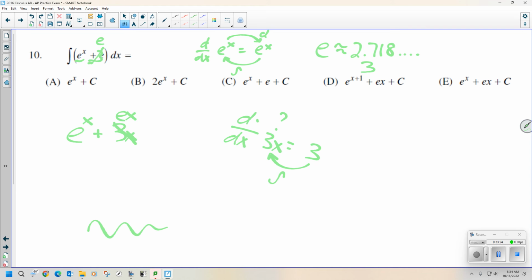Okay? Are there bounds? There aren't. You should always put plus c. Okay? All of my answers have plus c. So even if you forgot, you would have lucked out. But it's e to the x plus e times x plus c. That was a great one to end on. That's choice E.